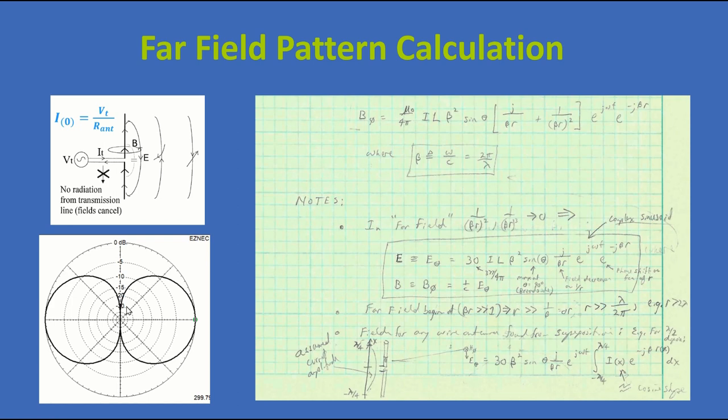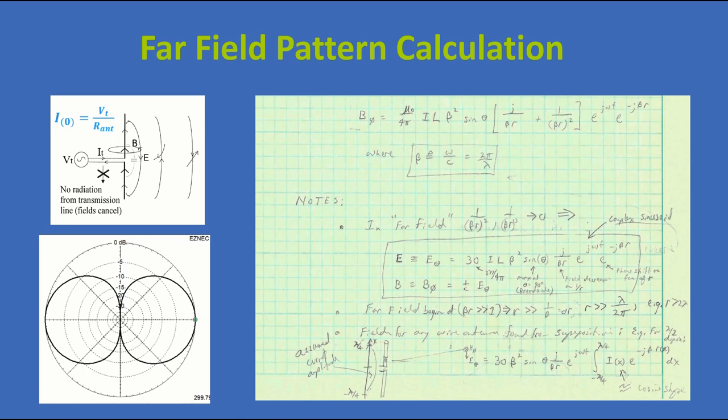Notice that the pattern is maximum broadside to the antenna. So for this simulation, the antenna is pretty much oriented as shown here. And by the time we're up 45 degrees or down 45 degrees here, we are reduced in amplitude by almost 5 dB. So the 3 dB point is a little bit before that. So let's call it maybe 40 degrees and minus 40 degrees. So what's the 3 dB beam width? Well, it would be 80 degrees for a dipole antenna, according to this simulation.